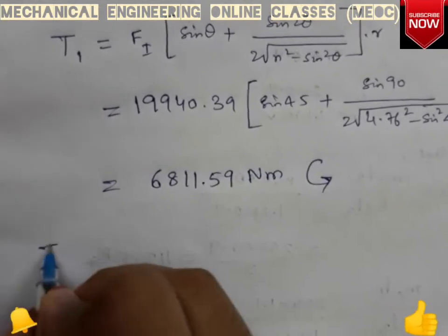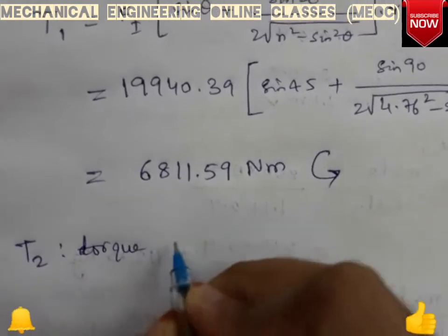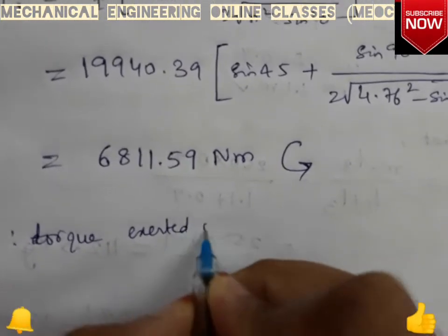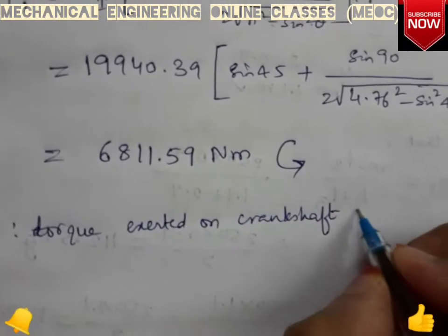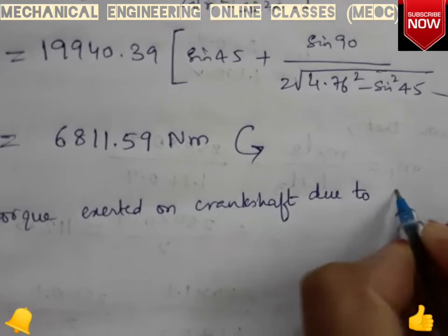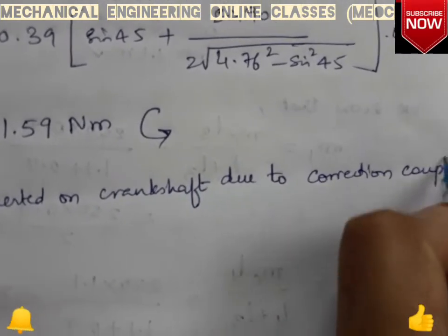Now we should find T2, which is the torque exerted on the crankshaft due to the correction couple.